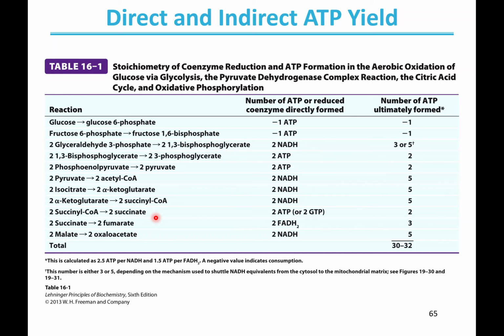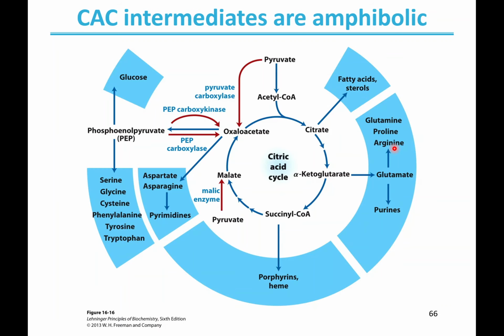And then the citric acid cycle itself, the NADH produced and the FADH produced make tons more ATP than you get from glycolysis. So you can see that this citric acid cycle is much greater in yielding ATP than glycolysis. Another important thing about the citric acid cycle is that the intermediates can be used to produce molecules that are needed in the cell. And so that's shown here.